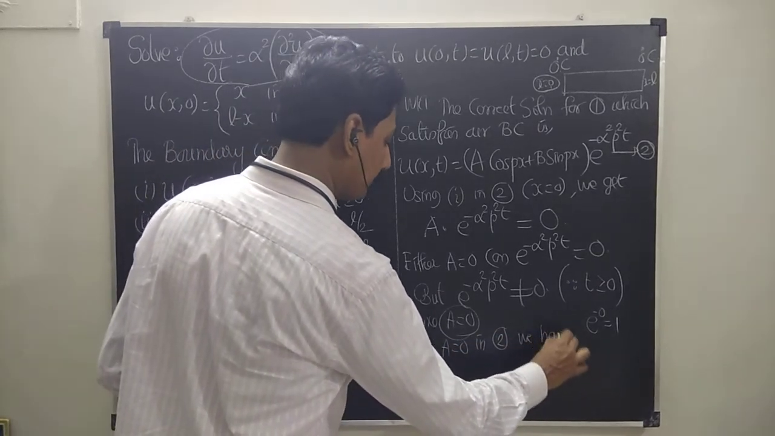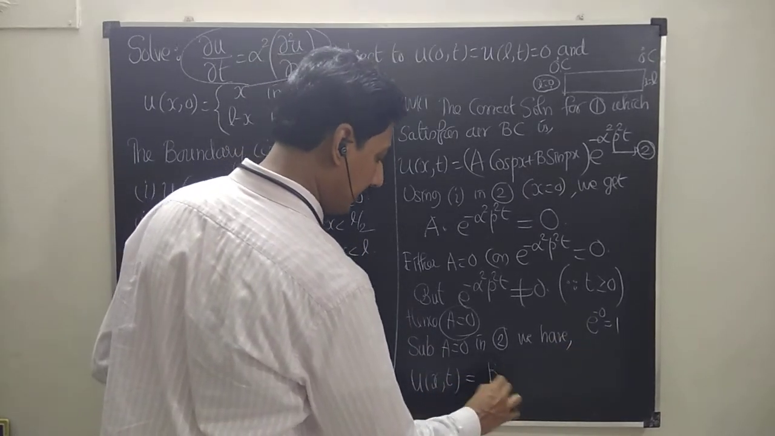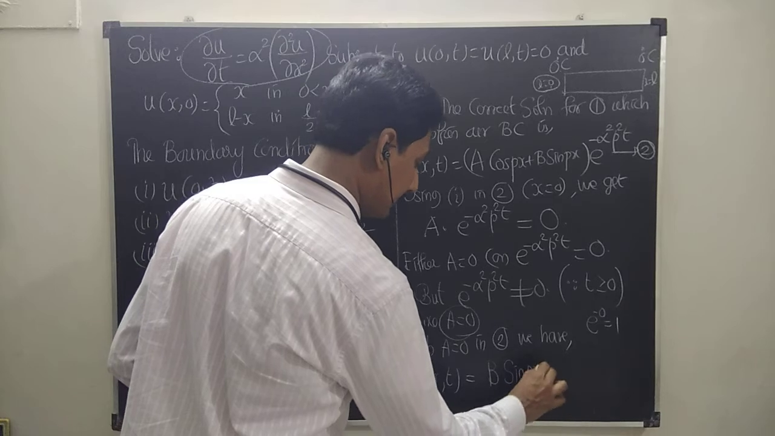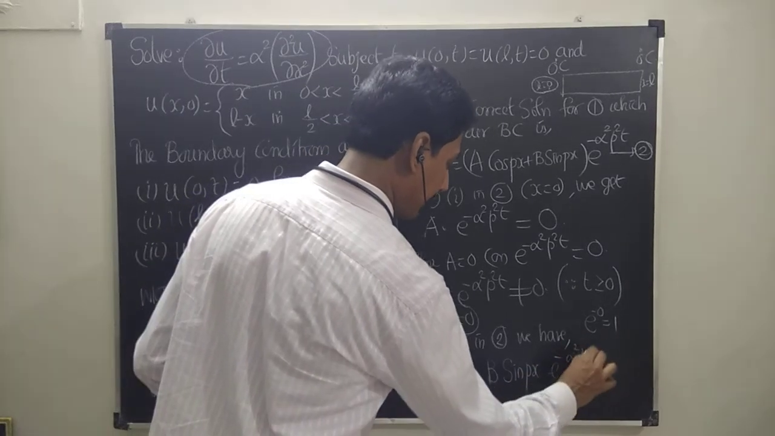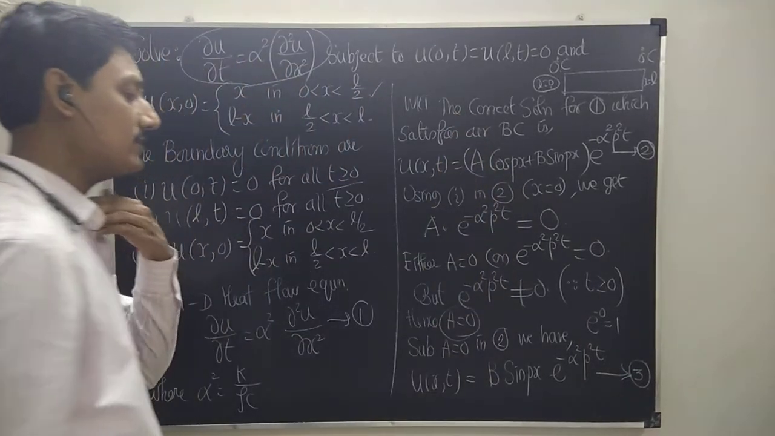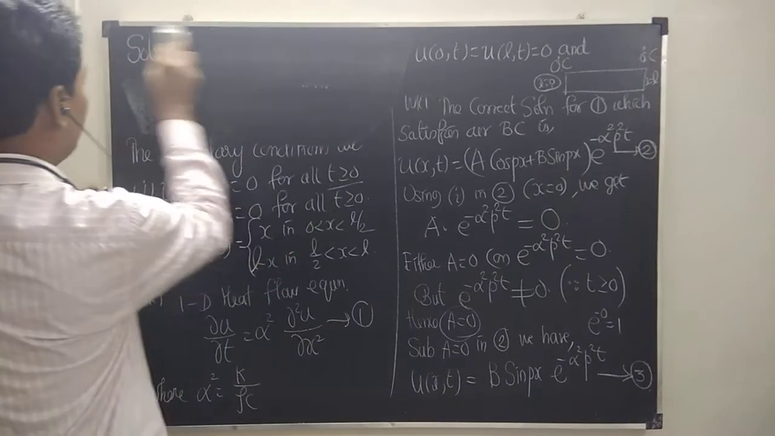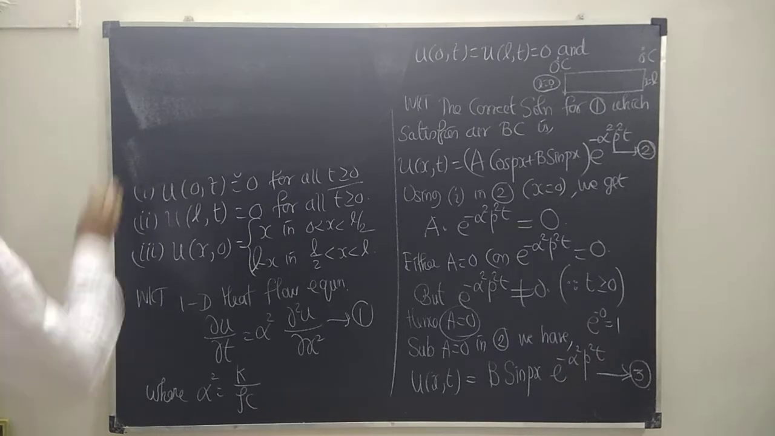Let us substitute a equal to 0 in equation number 2. We have the updated solution: u of x comma t is equal to b sin px into e to the power minus alpha squared p squared t. So this is my equation number 3. Once after applying the first boundary condition, I found that a equal to 0. Now can we use the second boundary condition? What is the second boundary condition? When x is equal to L. So when x is equal to L, let us substitute x is equal to L.